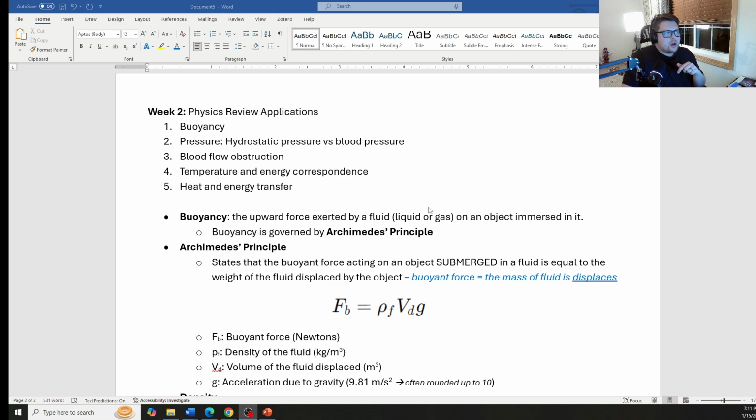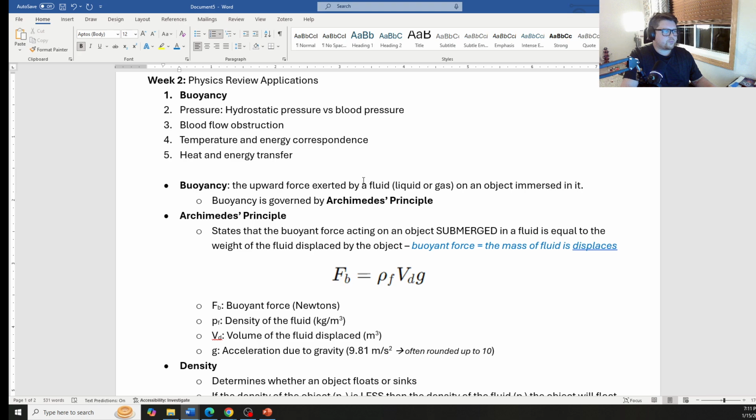This week, we're going to start talking about the principle of buoyancy. Whenever we hear that word, we immediately think about boats, something floating, the duck on the pond, something along those lines. So how does it actually work?